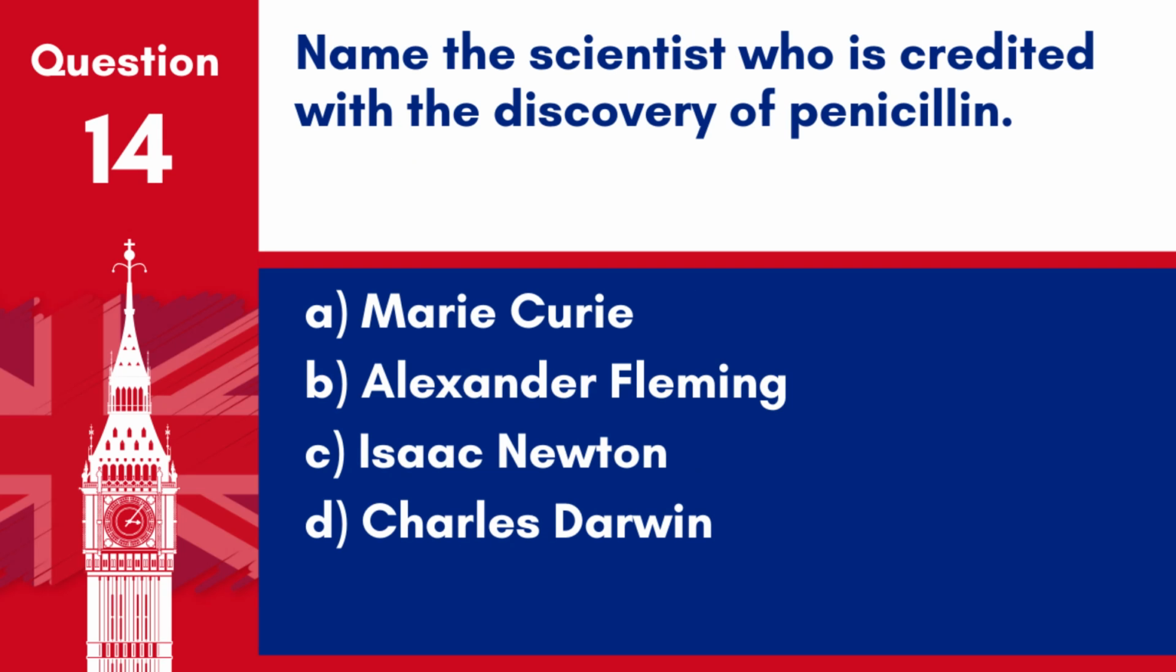Question 14. Name the scientist who is credited with the discovery of penicillin. A. Marie Curie. B. Alexander Fleming. C. Isaac Newton. D. Charles Darwin. Answer: B. Alexander Fleming. Alexander Fleming is credited with the discovery of penicillin.